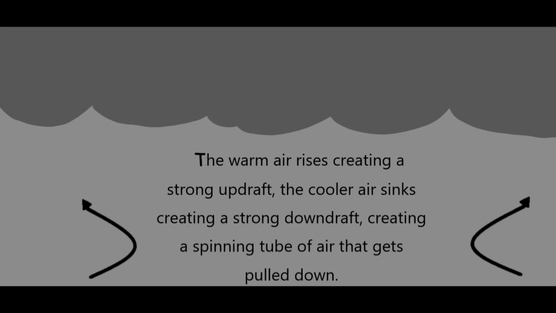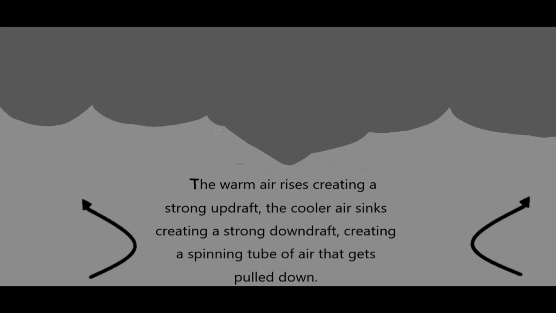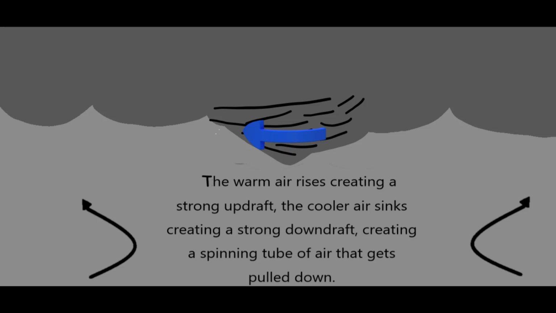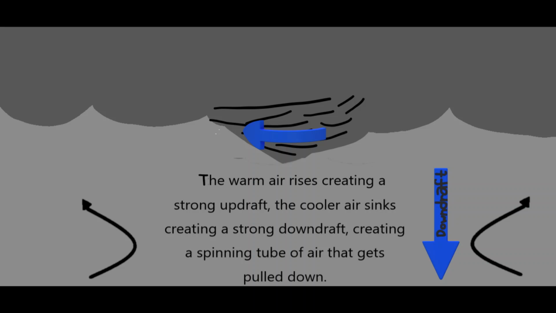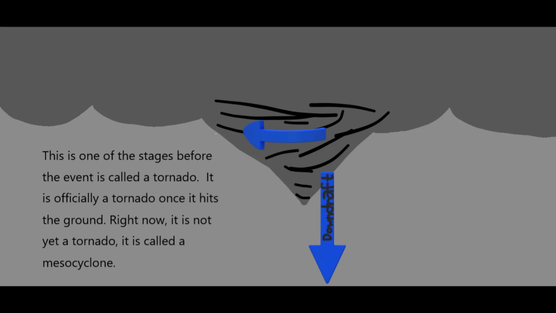The warm air rises, creating a strong updraft. The cooler air sinks, creating a strong downdraft, creating a spinning tube of air that gets pulled down. This is one of the stages before the event is called a tornado. It is officially a tornado once it hits the ground. Right now, it is not yet a tornado. It is called a mesocyclone.